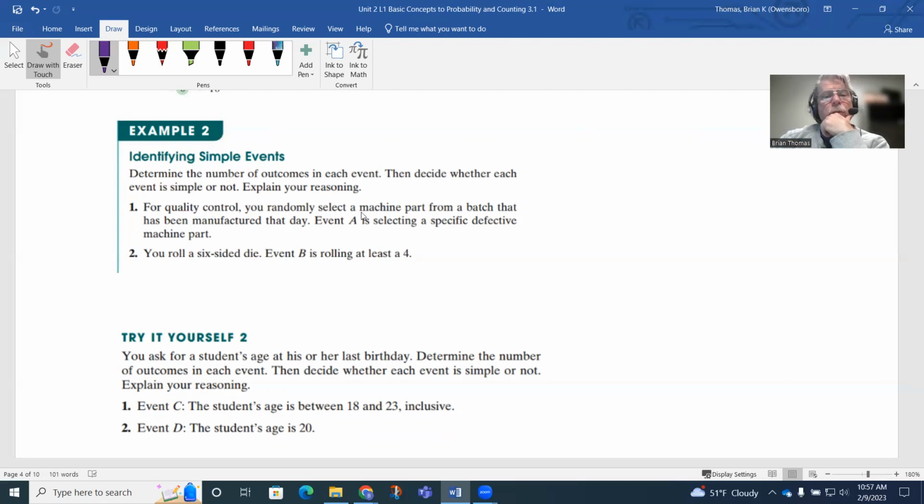So what we're picking up on is that our experiment is selecting a machine part. We're just picking one machine part. If we're picking one machine part, then we can only have one outcome, since we're only choosing one. So event A is selecting a specific defective machine part. Is this event A a simple event or not? To me, if you're selecting a specific defective machine part, that sounds like only one outcome can happen. So I would describe this as a simple event.